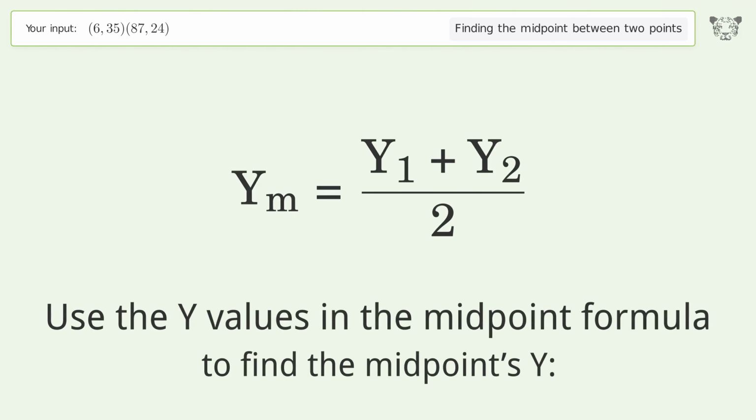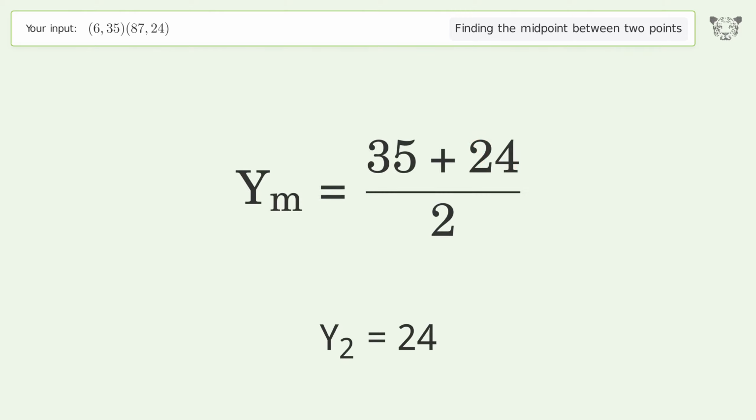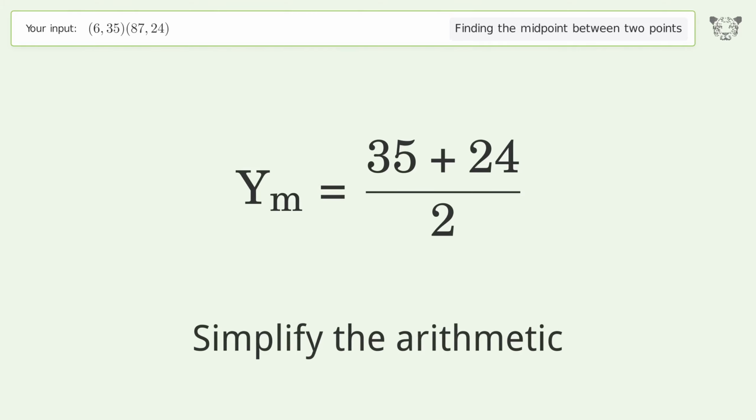Use the y values in the midpoint formula to find the midpoint's y. y1 equals 35. y2 equals 24. Simplify the arithmetic.